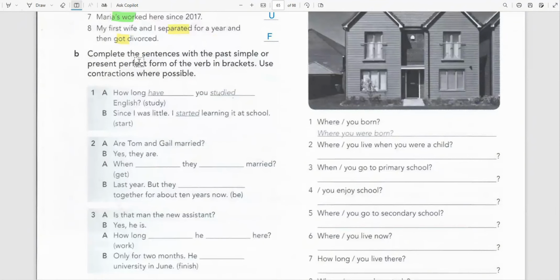Okay, so we're moving to exercise B. B is asking us to complete the sentences with the past simple or present perfect form of the verb in brackets. Use contractions where possible. So past simple, to use it, we should have a clear past time. It should not have any connection to the present time. And if I want to use present perfect, which is have, has, and past participle, that is present perfect structure, guys.